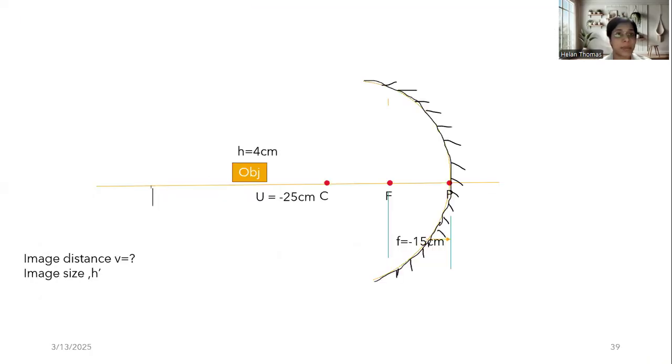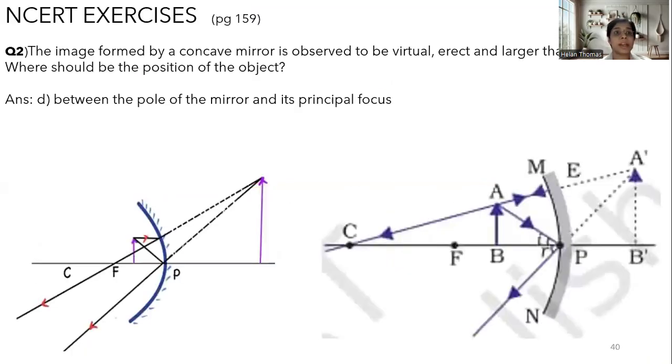So write your concluding statement. And now we'll be solving the questions that are there in your NCERT exercises, page number 159. The second question comes from this topic, reflection.